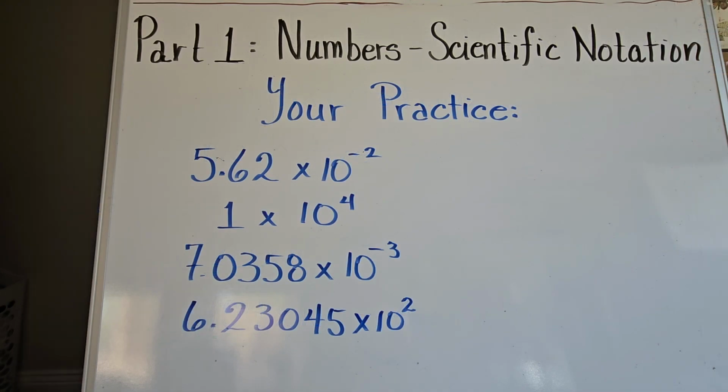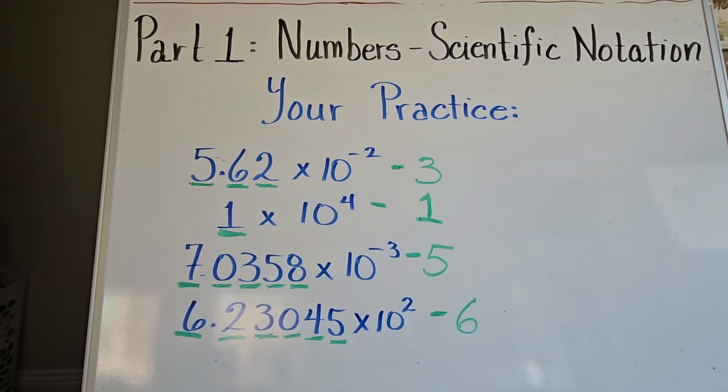Here are some examples to try on your own to test your understanding. We have four numbers in proper scientific notation. Pause the video here and write the number of significant figures for each of these four numbers. Resume the video and we will check your work. All right, now that we're back, let's check your work.